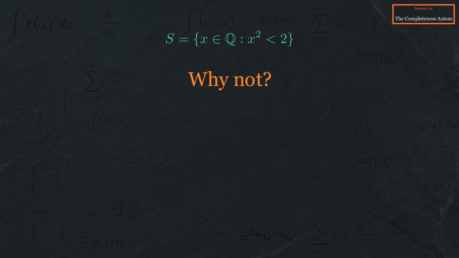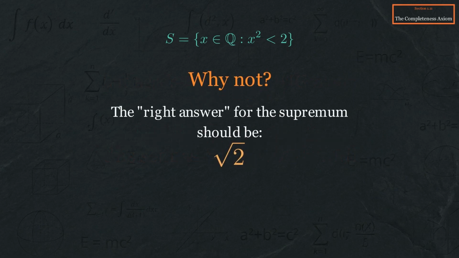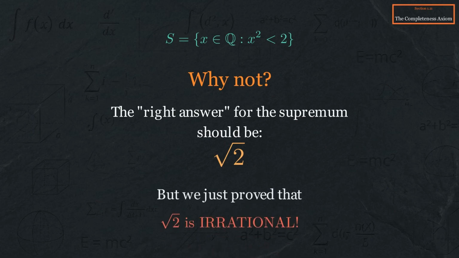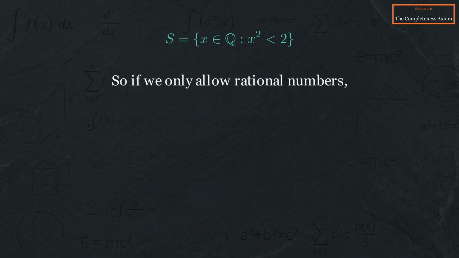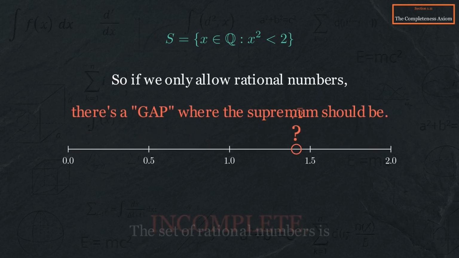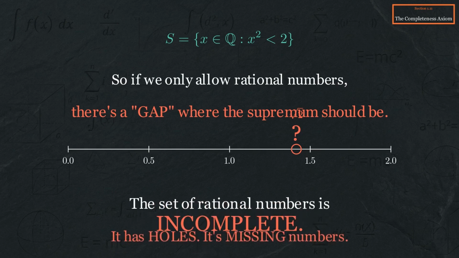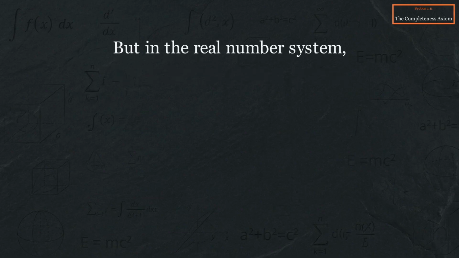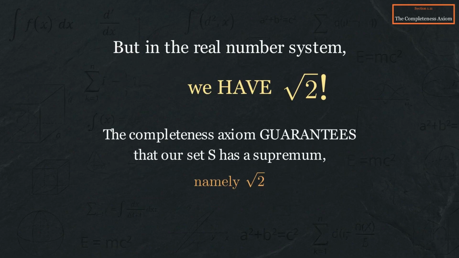Why not? Because the right answer for the supremum should be the square root of 2. But we just proved that the square root of 2 is irrational. So if we only allow rational numbers, there's a gap where the supremum should be. The set of rational numbers is incomplete. It has holes. It's missing numbers. The reals are complete. In the real number system, we have the square root of 2. The completeness axiom guarantees that our set S has a supremum, namely the square root of 2.